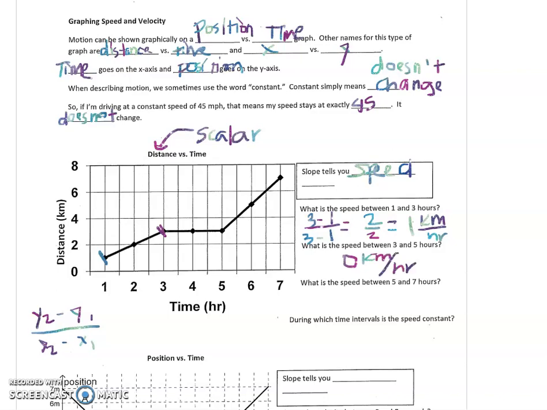And then for this next one, at 5 hours, it is starting at 3 kilometers. At 7 hours, it ends at 7 kilometers. So we do 7 minus 3 over 7 minus 5. You get 4 over 2. Don't forget to calculate it out. And that gives us a speed of 2 kilometers per hour.